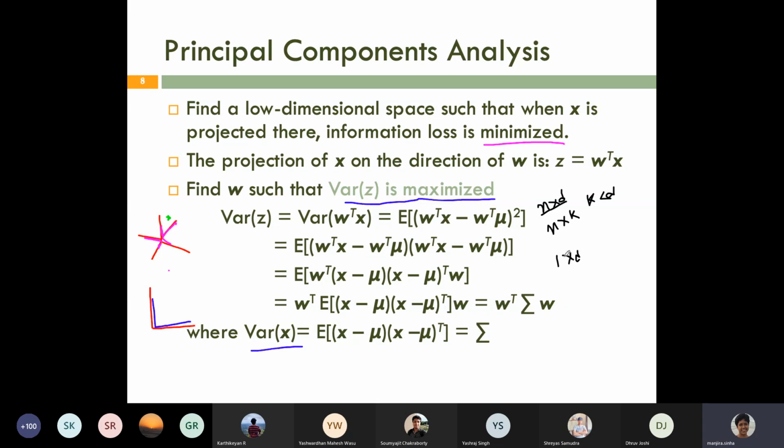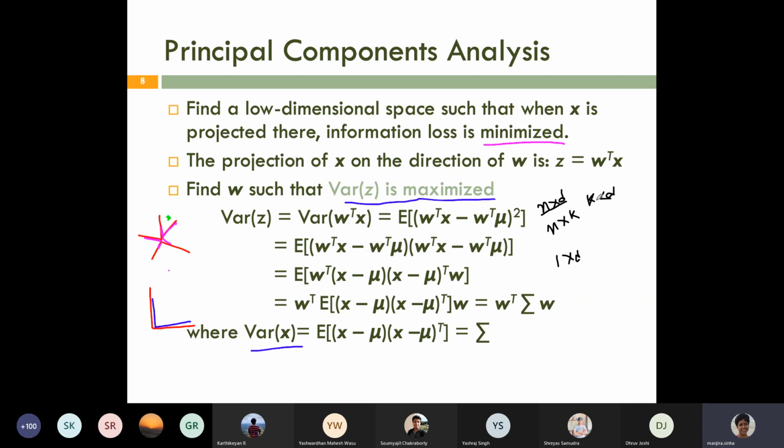And this will also be 1 cross K. So in either way, this W transposition will be either K cross N or K cross 1. So Z will be the new data set with less information. Is Z the projection?